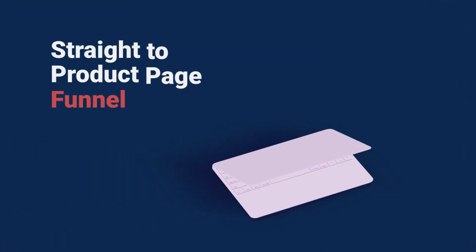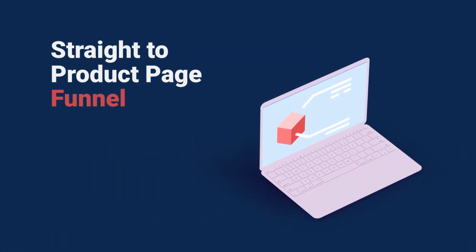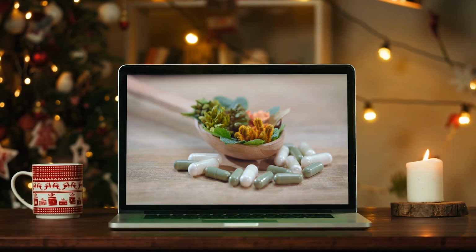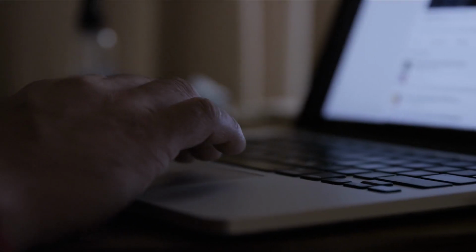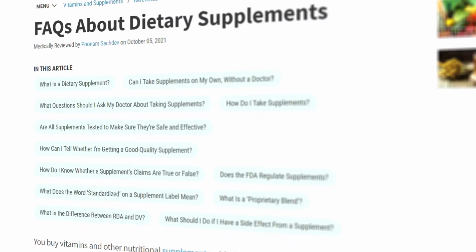So the first type of e-commerce funnel that we're going to use is the straight to product page funnel. Now, this is what most e-commerce brands do, right? They send traffic straight to a product page where there'll be a product, there'll be reviews, there'll be a description, maybe a little video, FAQ, etc.